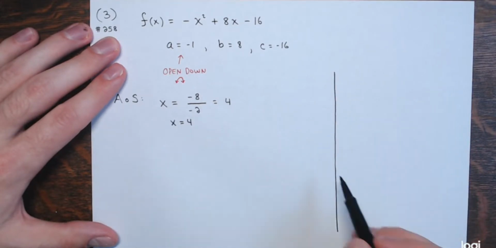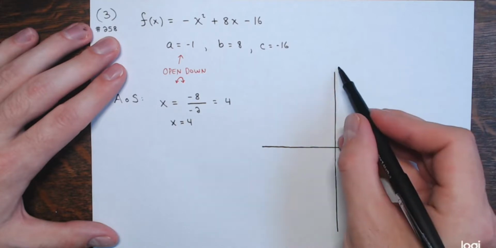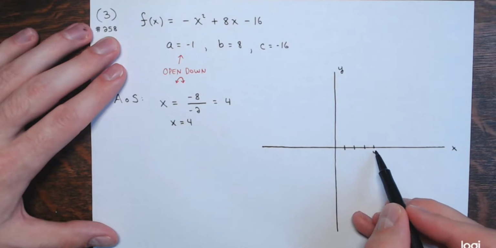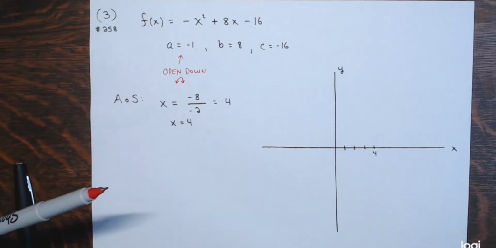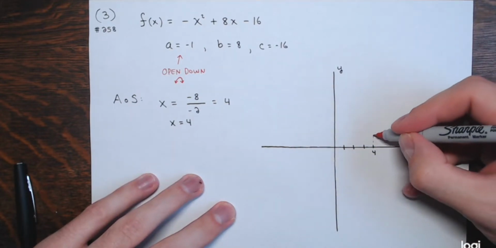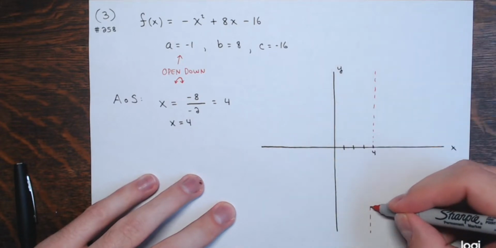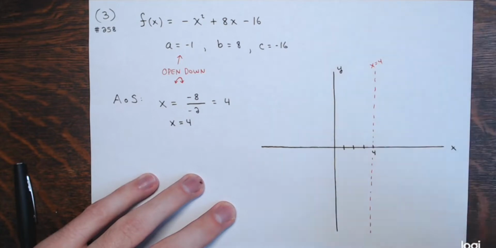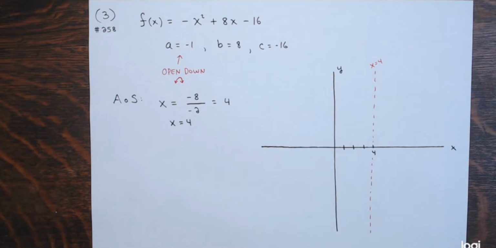So again, I'm going to put a little xy coordinate plane over here. Go to x equals 4. Each of those notches is 1 unit. And I'm going to draw a dotted vertical line at x equals 4 here. This is the axis of symmetry, x equals 4. And the vertex will be on this line, which is what I'll find next.